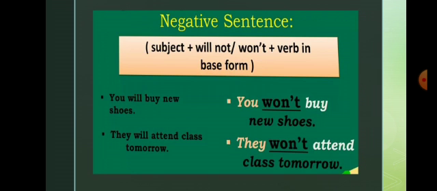Then for negative sentences, subject plus will not plus verb in base form. Will not, what does it become? Won't. Shall not becomes shan't, S-H-A-N apostrophe T. Won't, shan't, can't, and all. You will buy new shoes. Here will plus not becomes won't. You add not here, won't. They won't attend class tomorrow.